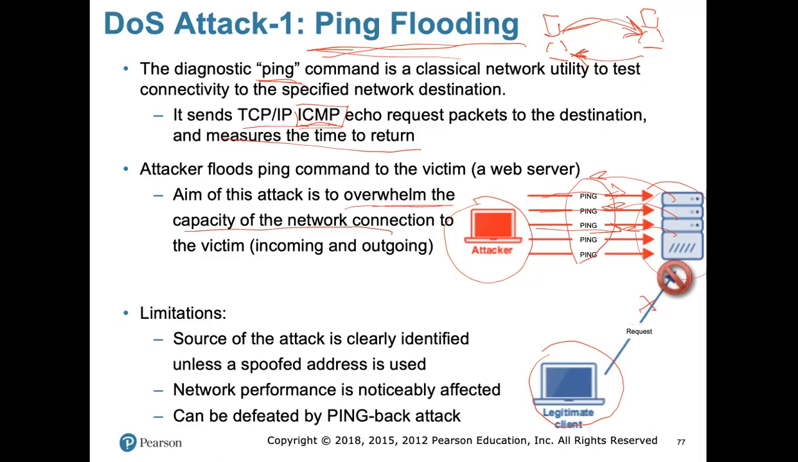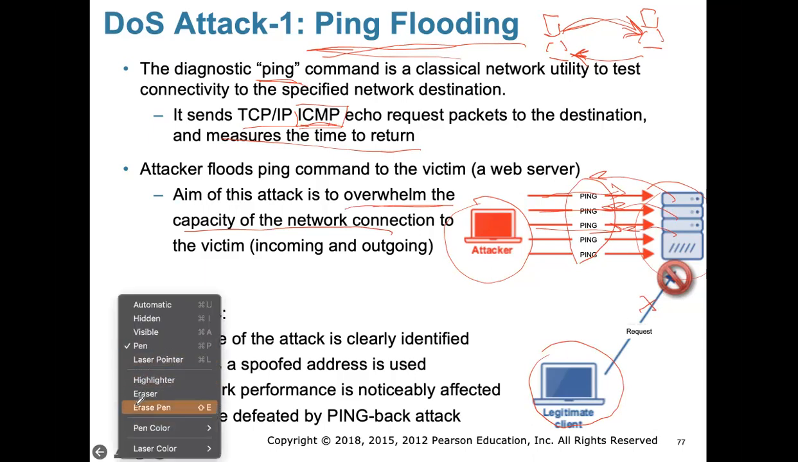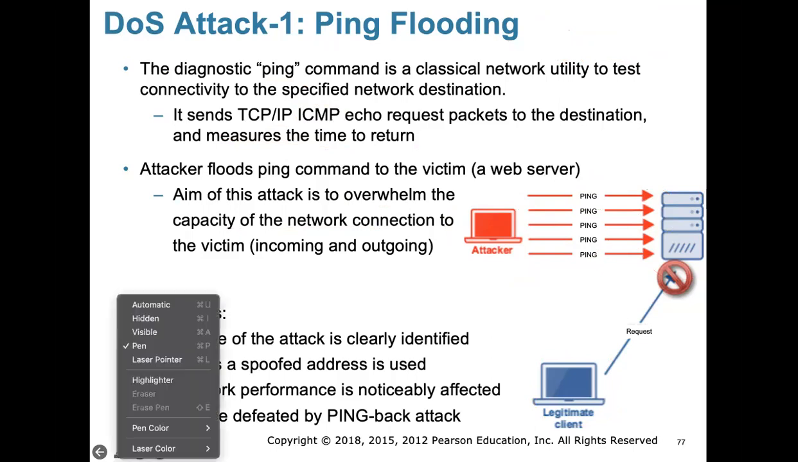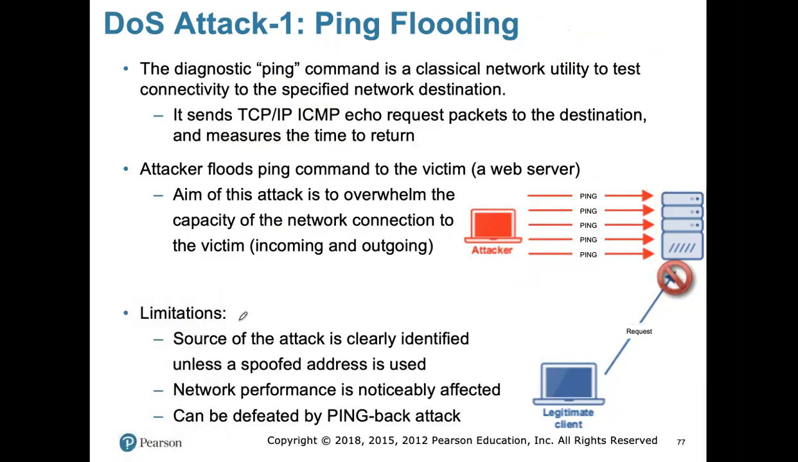Look here, this image is an abstracted image. It means that here is the attacker, and here we have multiple routers. And let's say this is a server. This is the attacker, this is a server, and here is another client, a legit client.